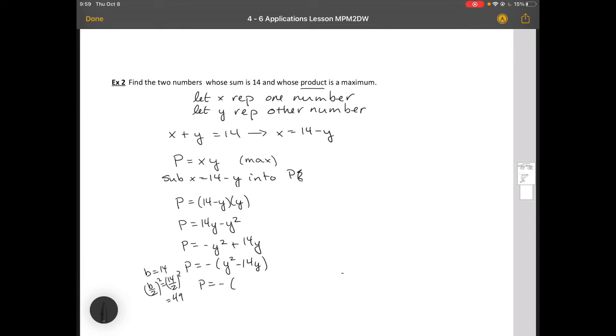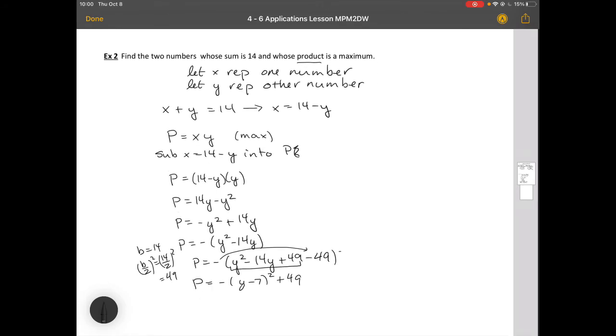So now I can rewrite my equation as y squared minus 14y plus 49 minus 49. So now my first three terms I can factor as a perfect square. So y minus 7 all squared. And then I'm going to remember to multiply whatever I factored out by my last term plus 49. And now this is going to tell me my vertex. So my vertex of this parabola is 7 and 49.